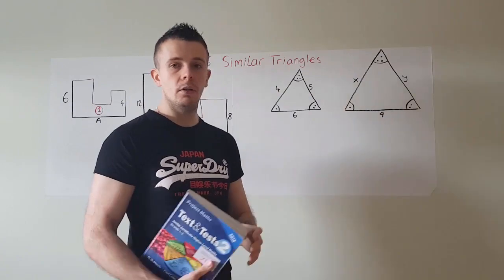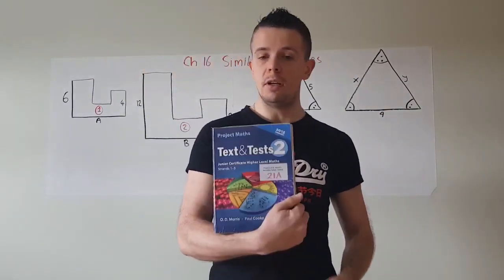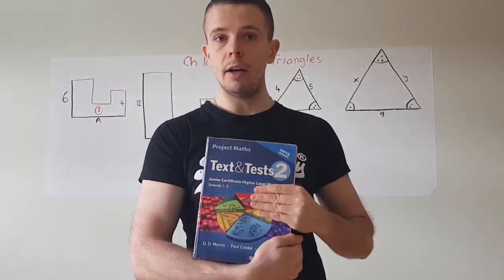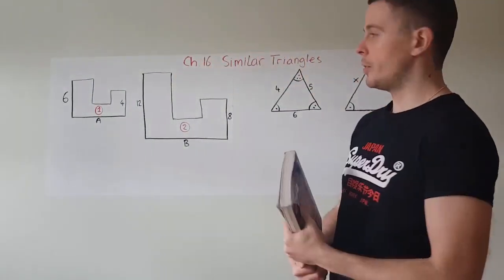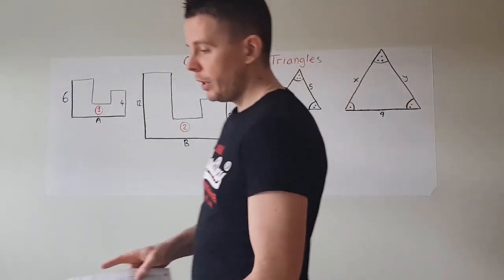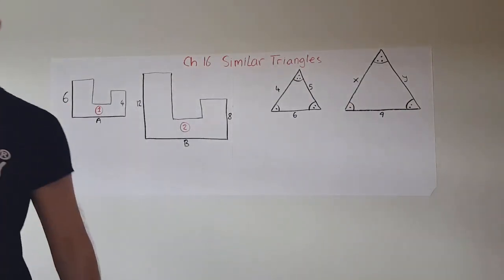So for anyone not in our class who might be tuning in, it is our Text and Text 2 higher level book that we'll be working off of, and it is chapter 16. So what we're doing here first of all is our similar shapes.